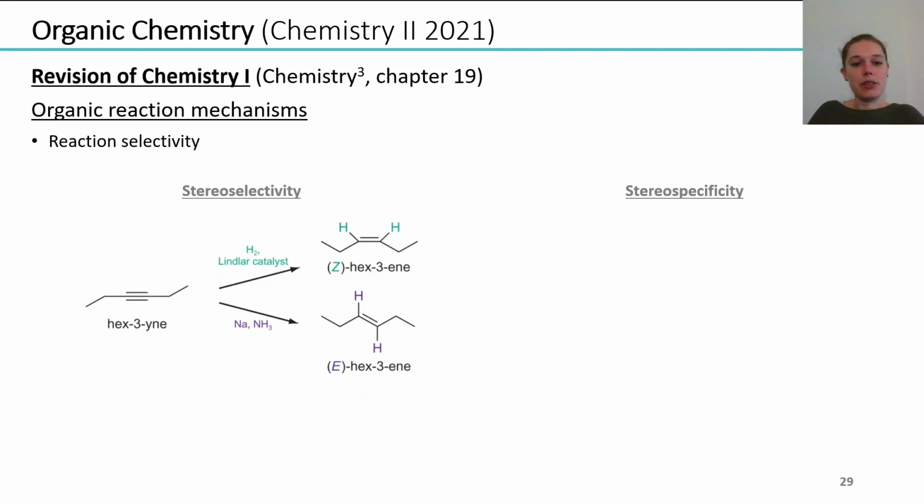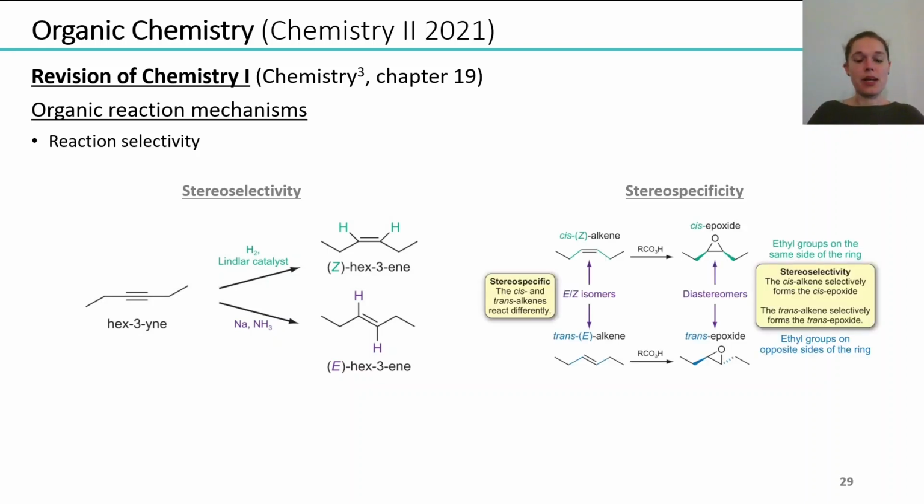And then very important is that the reaction can not only be stereoselective, but also stereospecific. And here you should always remember stereoselective does not mean the same as stereospecific. And stereospecific means that we have different stereoisomers which react differently. For example, in this epoxidation reaction.